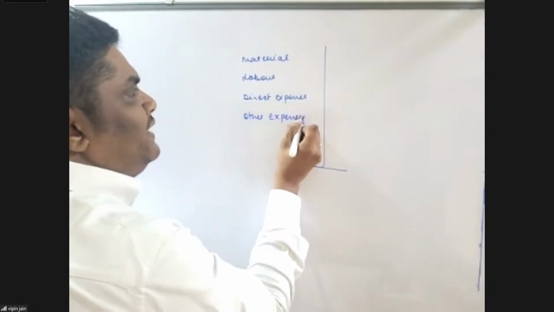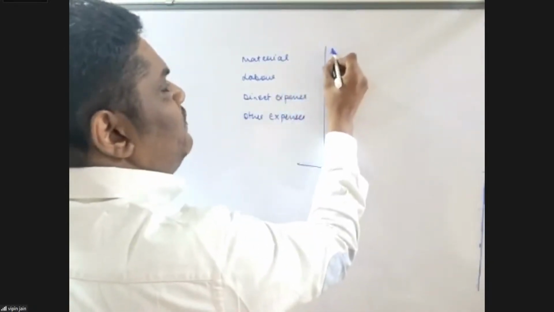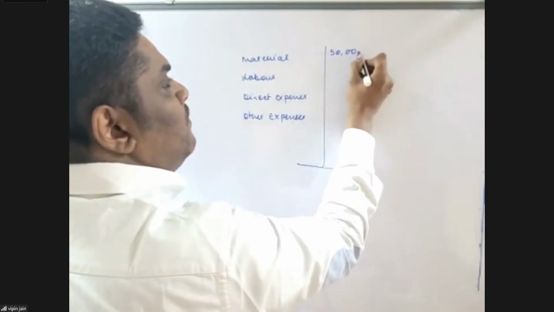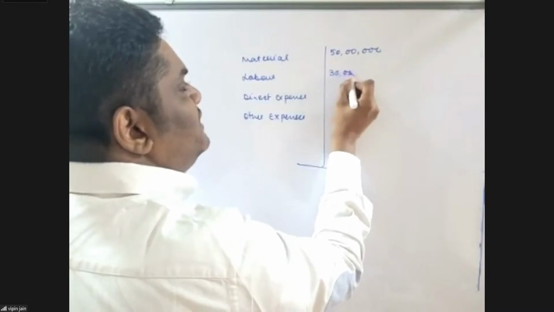So what the contractor do? They do calculate the total cost. Let's say the material required will be 50 lakh. Let's say the labor cost expected to be incurred is 30 lakh.